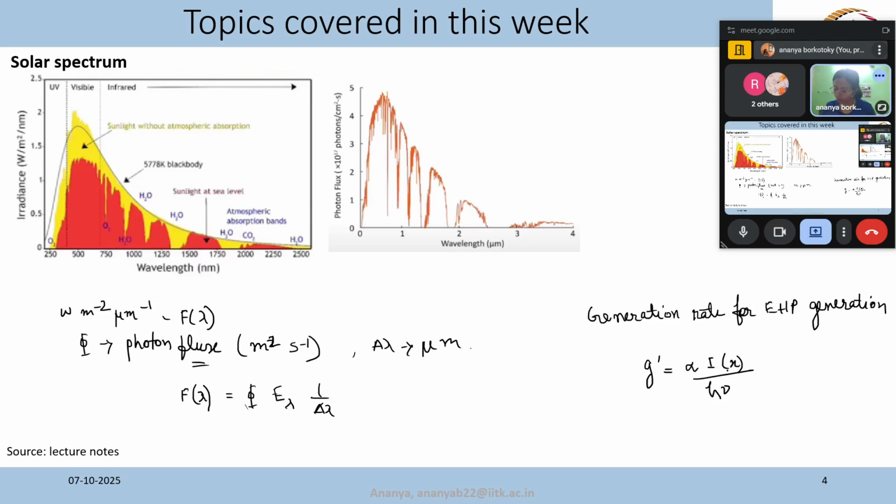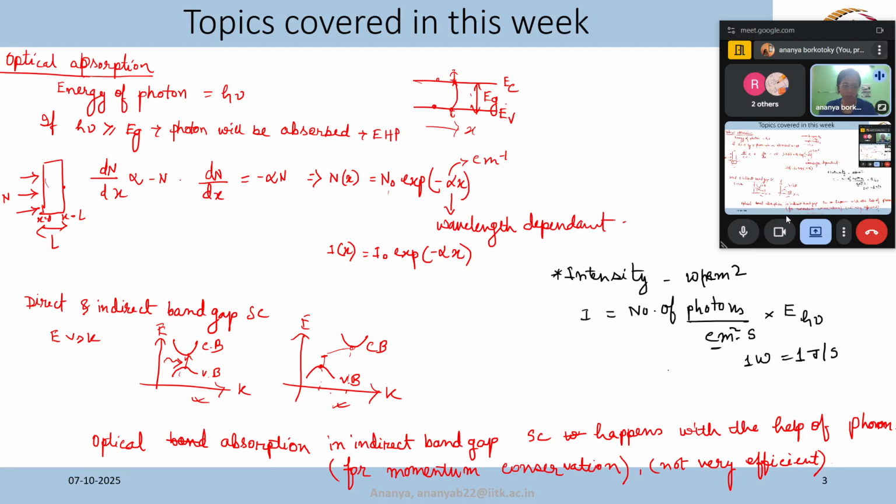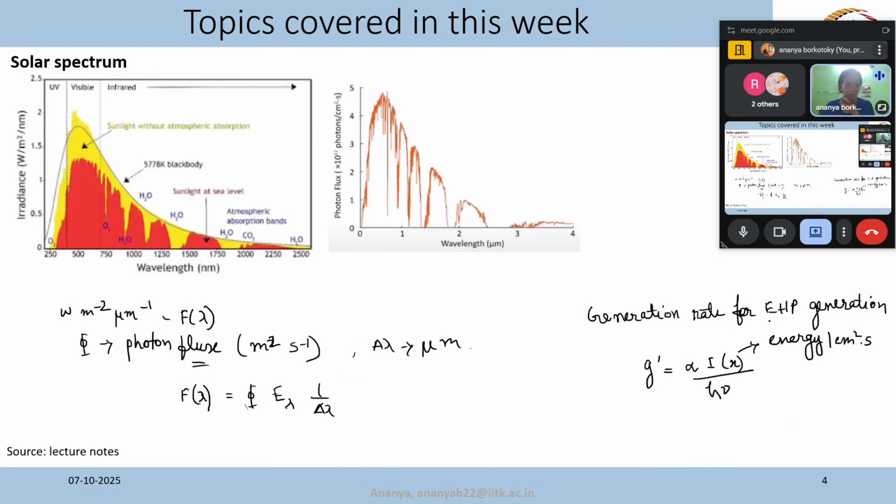So this intensity has a unit: energy per centimeter square per second. Energy, whether you write it in joule or electron volt, that's a different matter.